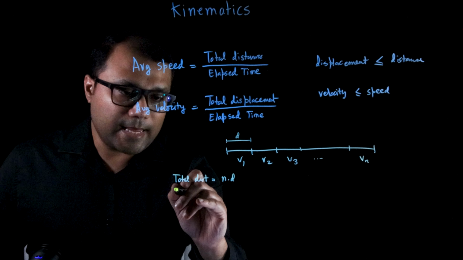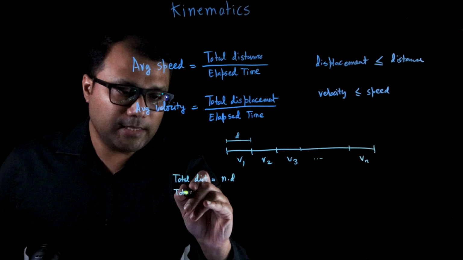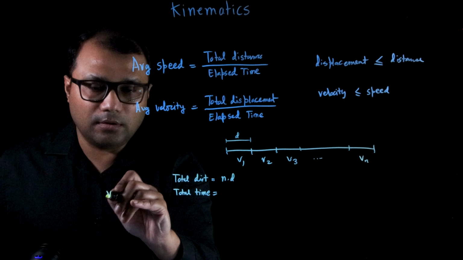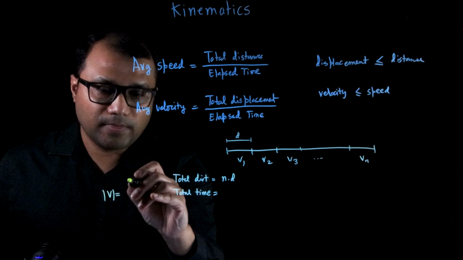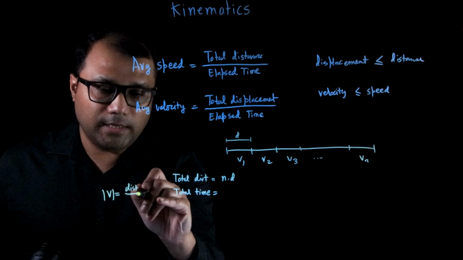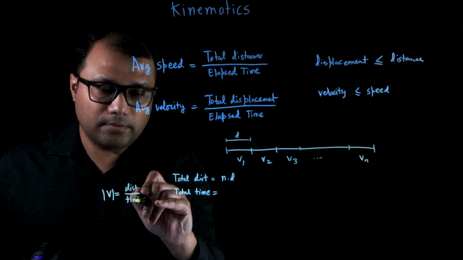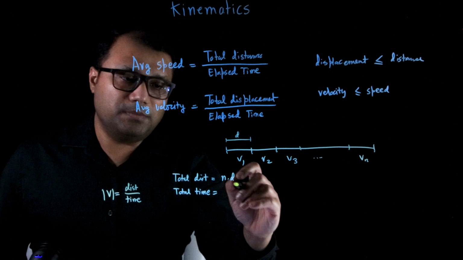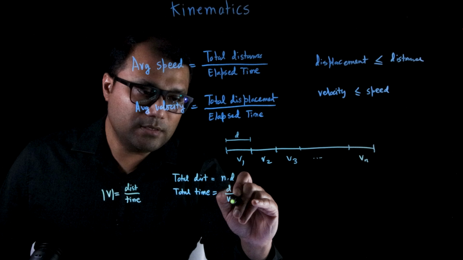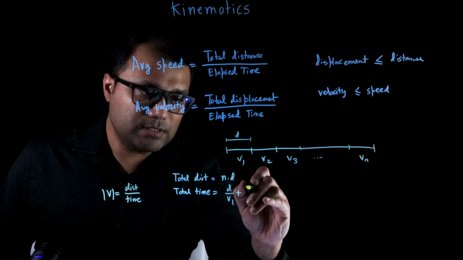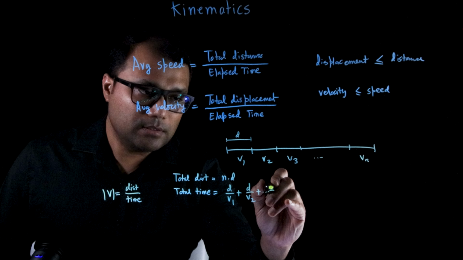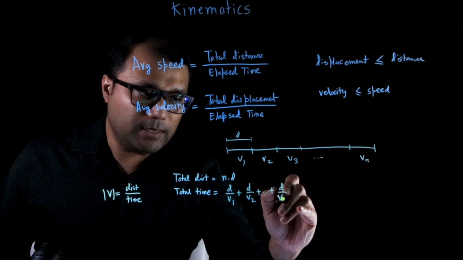And what's the total elapsed time? The total time: we know speed, or the modulus of velocity, is distance by time, right? So time is distance by speed. So distance d is covered with v1 speed. The next distance d is covered with v2 speed. So if you go on like this, d by vn.